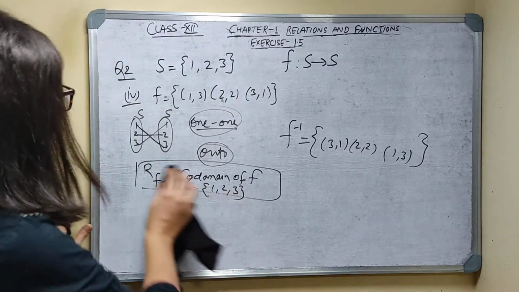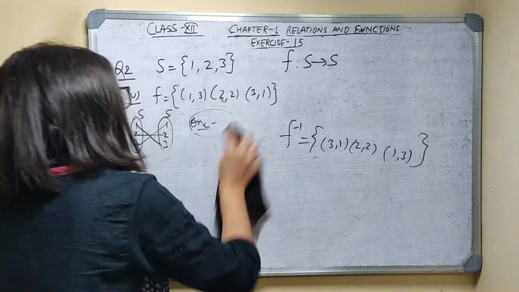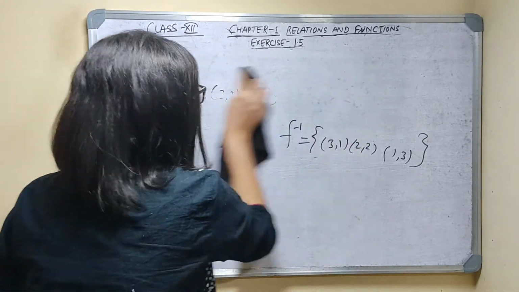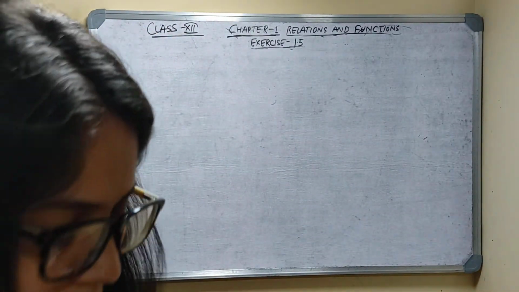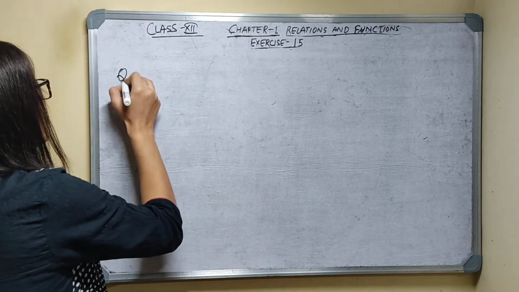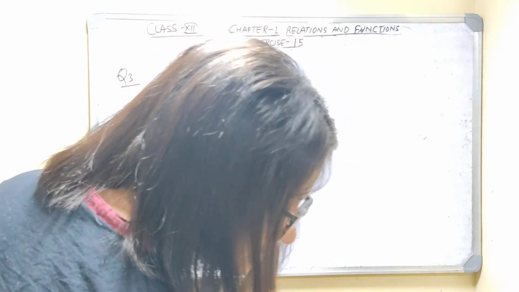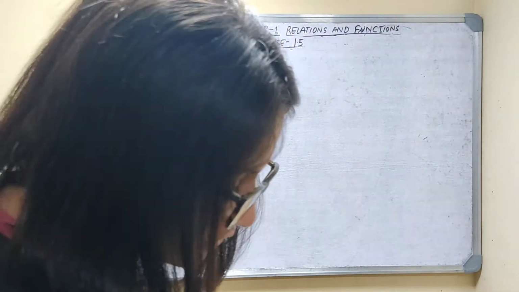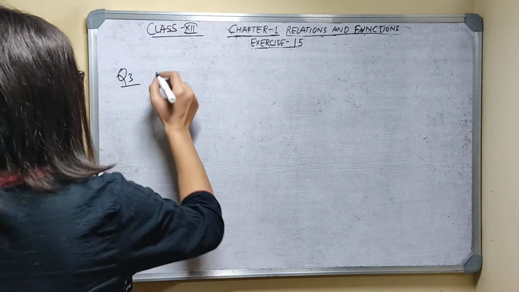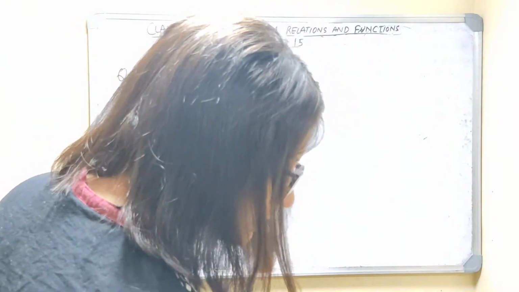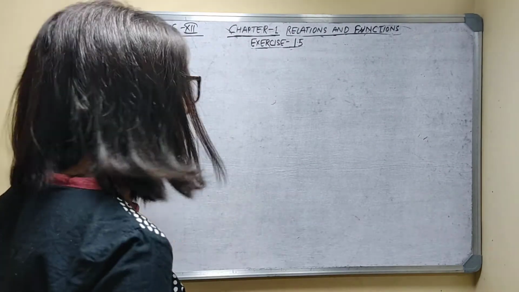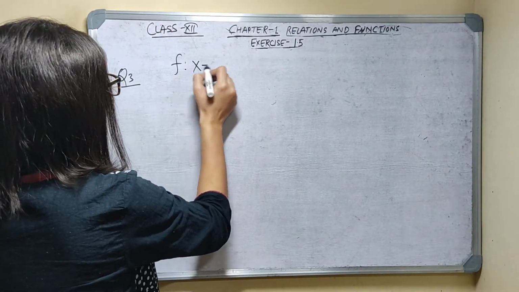Now question number 3. Question number 3 you can see: explain why the following functions do not have an inverse. First part, F is a function given from X to Y.